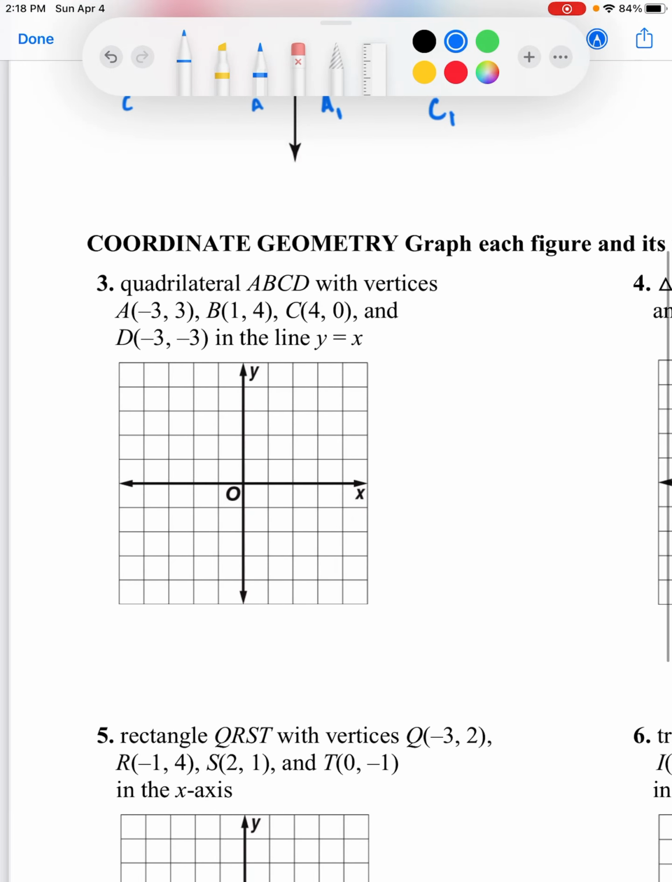So we'll just do number 3. It says graph each figure and its image under the given reflection. So what we're going to do first is graph the image. For this, I'm going to just go ahead and use black. So point A is -3, 3. So -3, 1, 2, 3 left, 1, 2, 3 up. That's point A. B, 1 right, 4 up. C, 4 right, 0 down. That's point C. And D is -3, -3. So 3 left, 3 down.